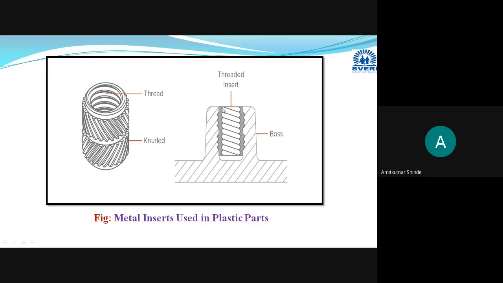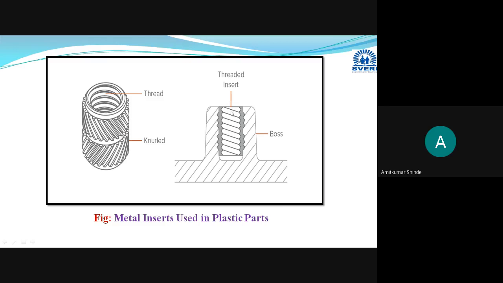If the diameter is less than 6 millimeter, then you have to use a boss having twice the diameter of this insert. If the outer diameter of the insert is less than 6 millimeter, then the diameter of the boss should be twice the insert's diameter. This is the first design related guideline.